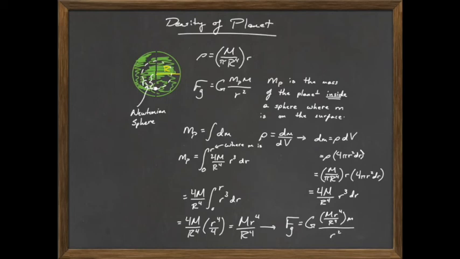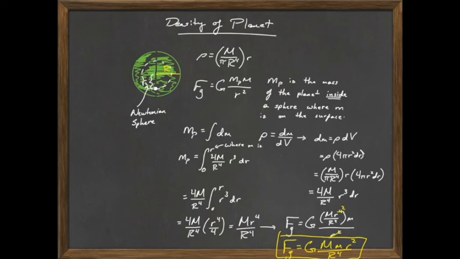Okay, and then we can do some simplification here. So the r squared in the bottom will get rid of 2 little r's on the top of our inside mass expression. So we'll get a final force of gravity of gravitational constant times the mass of the planet times the mass of the probe times the radius where we are, where we put the mass, squared, divided by the radius of the whole planet to the fourth power.